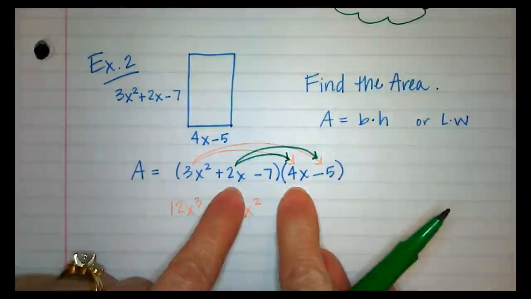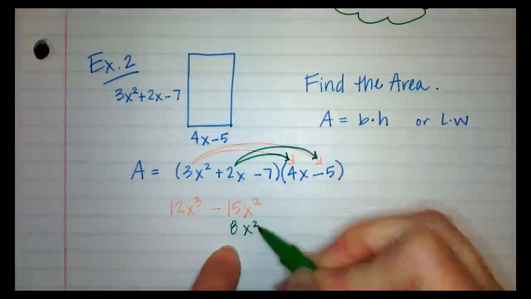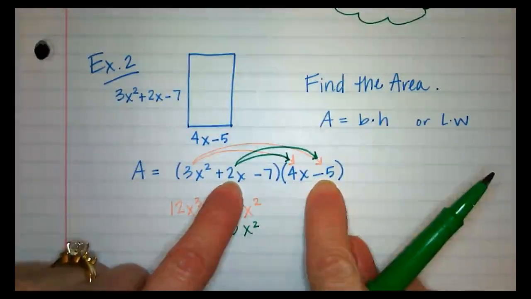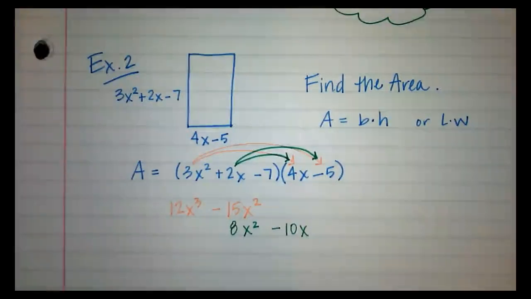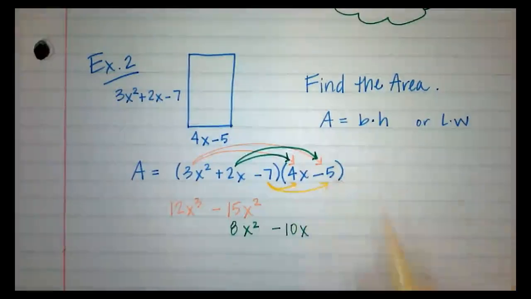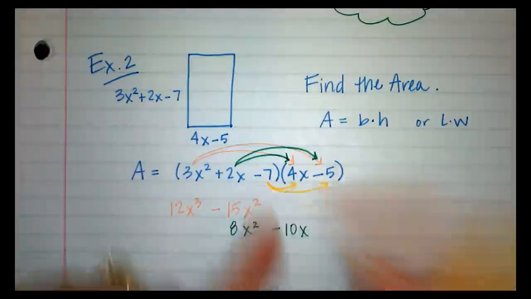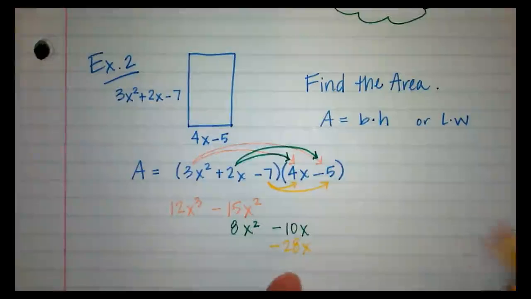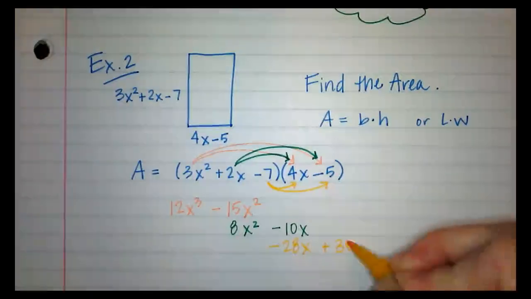So when we multiply these together, that will give us 8x squared, which I'm going to stack with this one since they're like terms. And when we multiply those together, we'll get minus 10x. And then we need to distribute this negative 7 to both of those. So we multiply that together. That's negative 28x, which I'm going to write under the negative 10x since those are like terms. And then we multiply those and we get a positive 35.